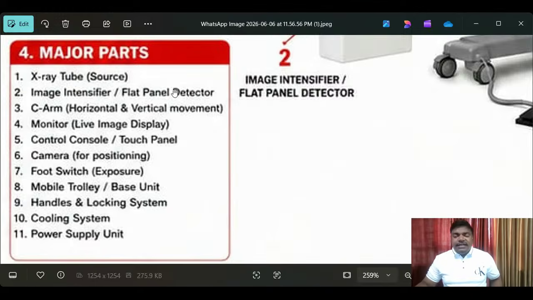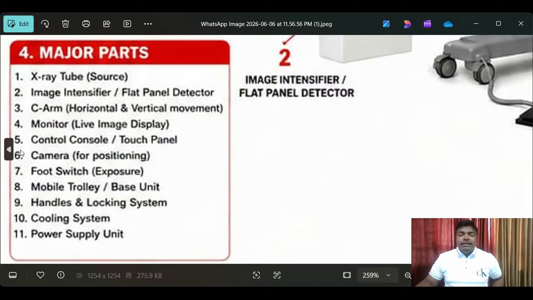See major parts of CM here. Now I'm going to read. X-ray tube source, I already showed you. When starting, I gave the image of the X-ray CM machine with all the parts, so you can find them there. First point is the X-ray tube source, which is very, very important. Second point is the image intensifier or flat panel detector. Third point, CM horizontal or vertical movement. Fourth point, monitor live image display. These are the major parts in CM.